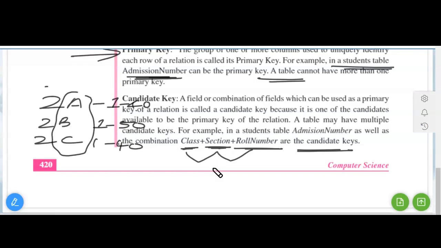If we take the roll number alone, that doesn't make up a key or an identification. So if you take the class, the division, and the roll number all together, the three will make a candidate key. Sometimes we don't have a primary key to identify in a relation.